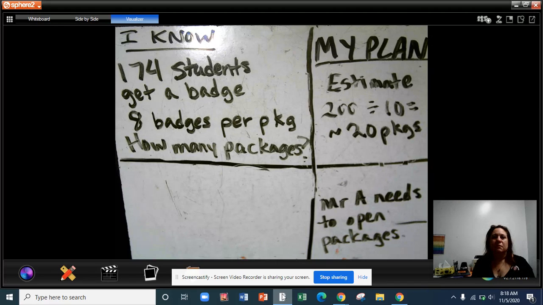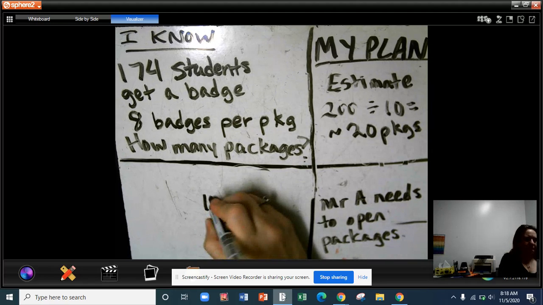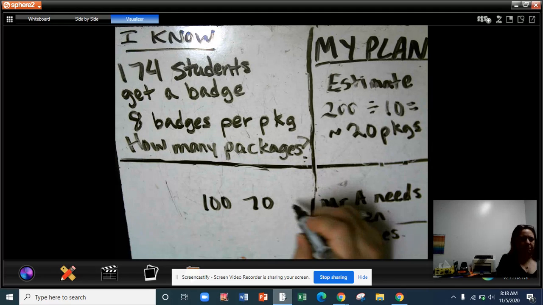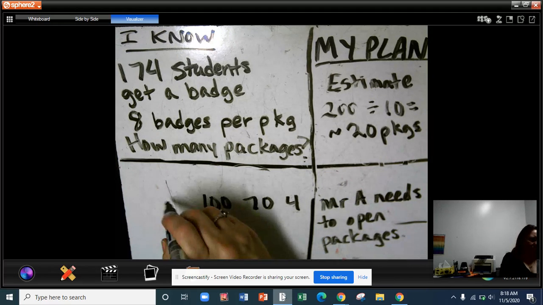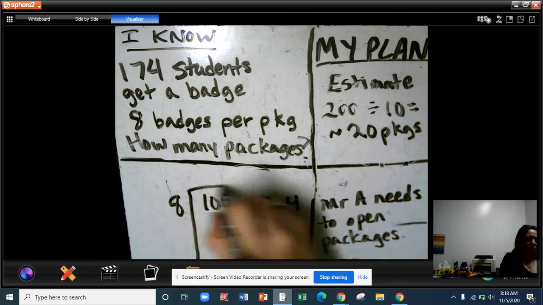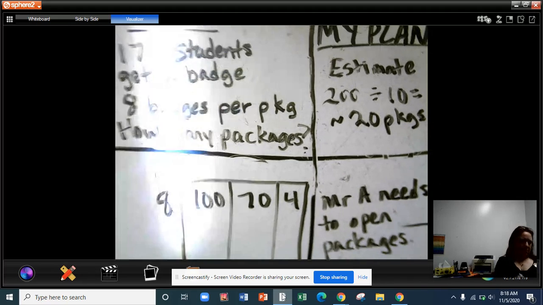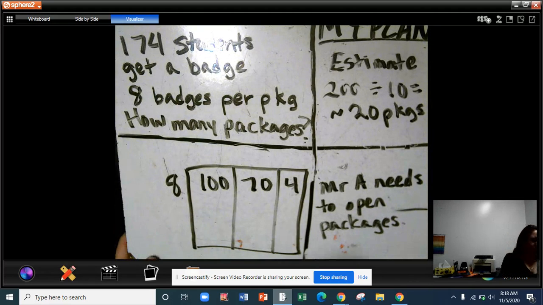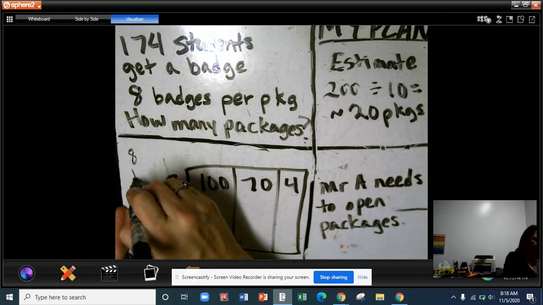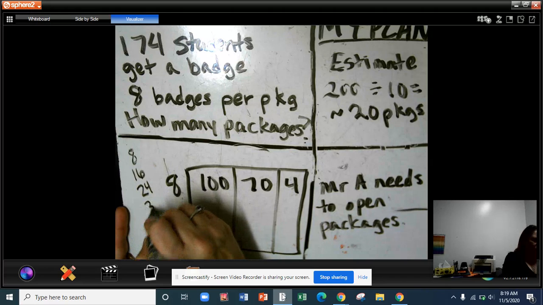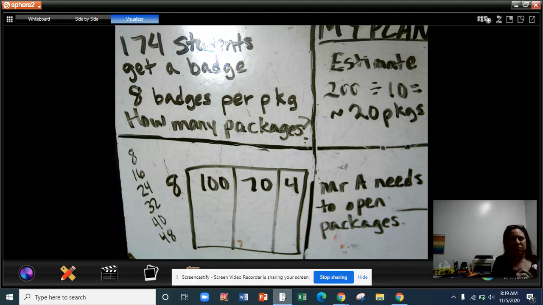Now, let's use area model this time. Okay, let's try this. So there were 174 students, and we're dividing by 8. I'm going to go ahead and write my multiples of 8 over here on the side. 8, 16, 24, 32, 40, 48. I think that's good enough.